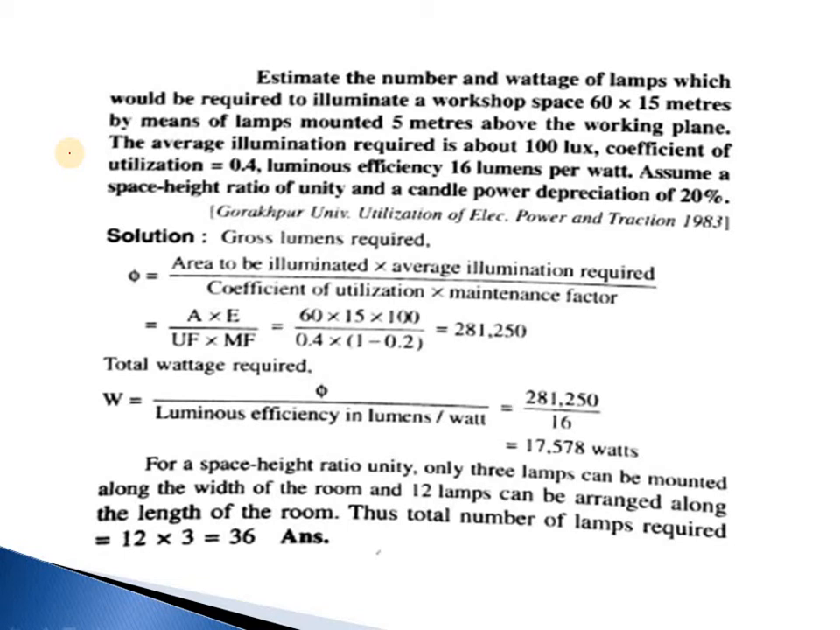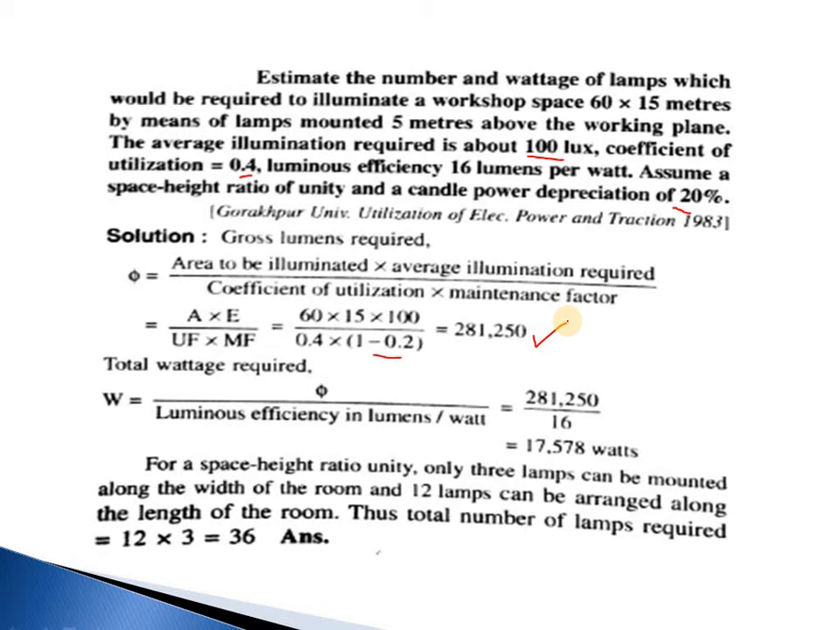The gross lumens requirement is the area to be illuminated, here it is 60 by 15, into the average illumination required. Here the average illumination requirement is 100 lux. So it will be 60 into 15 into 100 divided by utilization factor into depreciation factor. Here the utilization factor is given as 0.4, and the depreciation of 20% is given, so it is 1 minus 0.2. We have calculated 281,250.